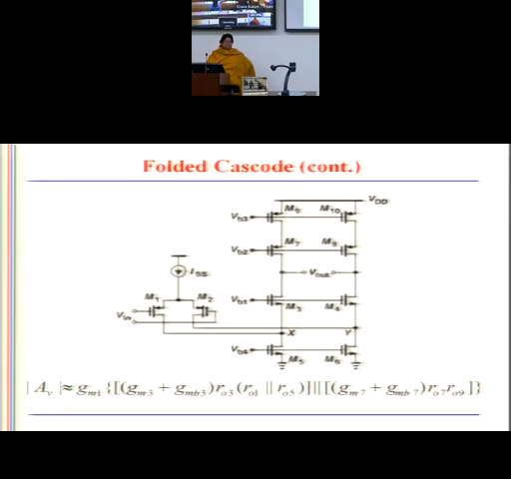Which nodes have the potential to introduce dominating poles? Which 2 nodes? Let me ask only 2 nodes. Which will have the highest time constant? Suppose you have a C load present at the output. So which 2 nodes will have the highest potential for becoming the dominant pole?